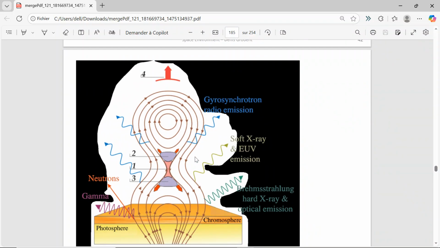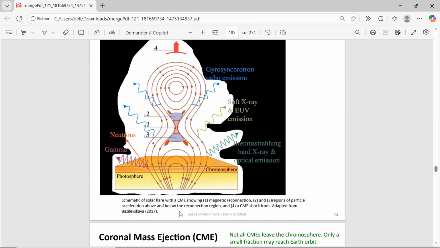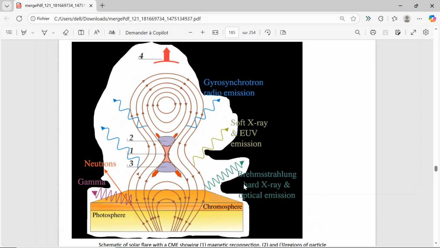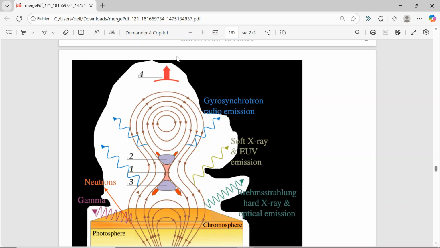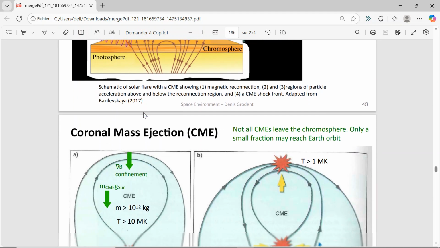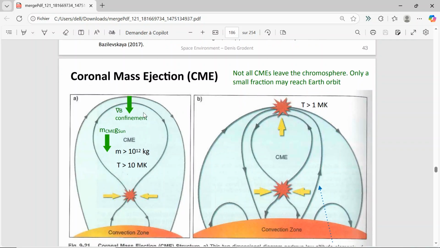This is another representation of the coronal mass ejection. You got two steps. The magnetic reconnection is occurring at 1, and 2 and 3 are regions of particle acceleration above and below the reconnection region, when you got extreme release of energy leading to shock. The CME has a supersonic front leading to shock. So it is not something soft, a coronal mass ejection.